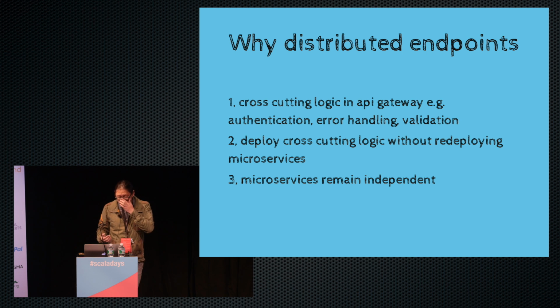Meaning they don't depend at all on the API. If you have a new microservice, you simply write your own HTTP endpoints in the microservice, and you deploy it to the cluster, and this microservice will be added to the API gateway registry, and it will have all the endpoints defined by this new microservice exposed to the public API. And if you take this microservice off the cluster, those endpoints will be removed from the API gateway. So that way, your microservice is independently deployable and independently developed. So that's why distributed endpoints.